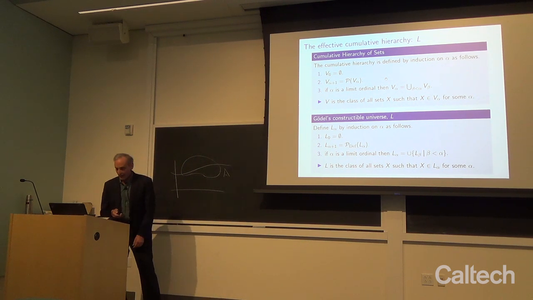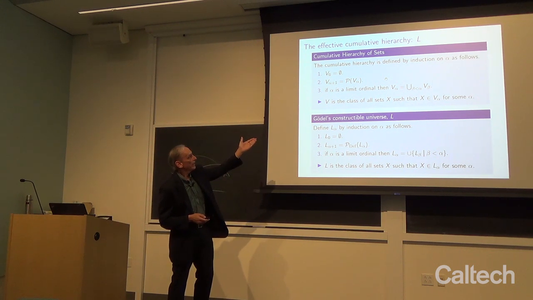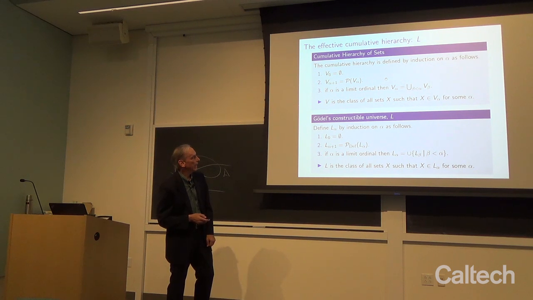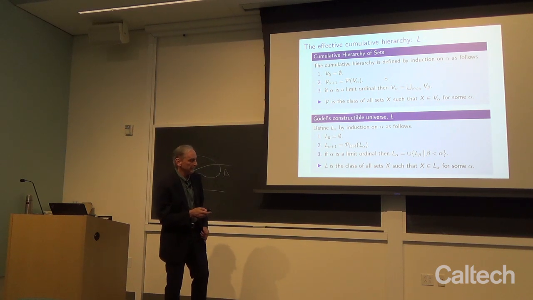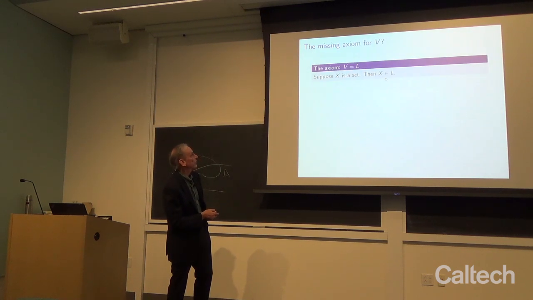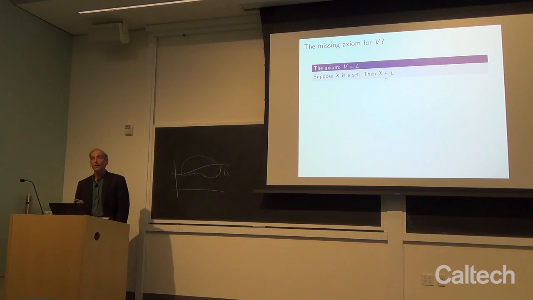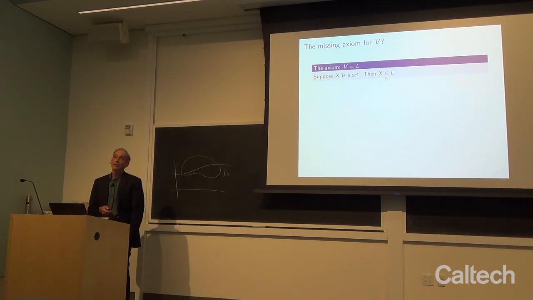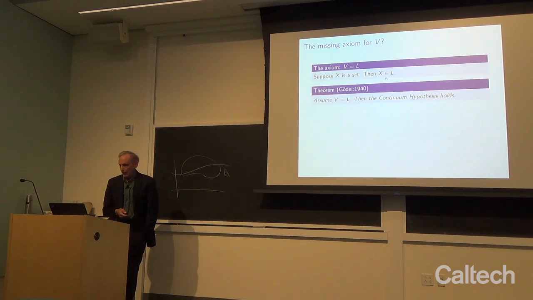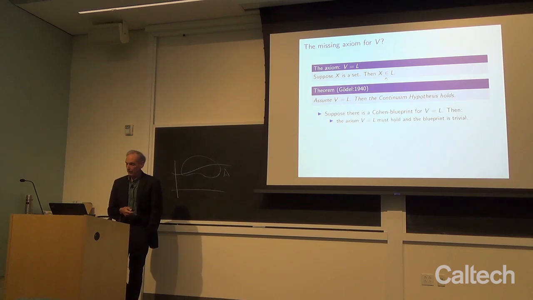Okay, but this suggests an axiom. The axioms of set theory tell us for every set X, there's an alpha for which it belongs to V alpha. Why don't we just formulate that axiom, but use this hierarchy instead? And that's what Gödel did. The axiom V equals L. Suppose X is a set, then X belongs to L. So there is an alpha such that X belongs to L alpha. So iterating the definable power set gets all sets. And Gödel showed that if you assume V equals L, then the continuum hypothesis holds.